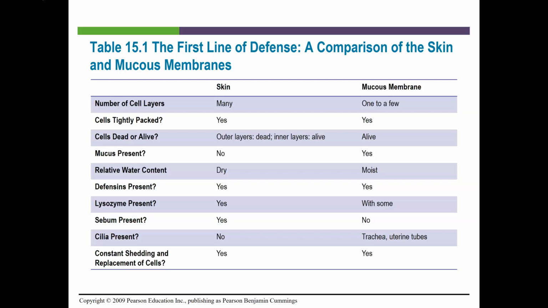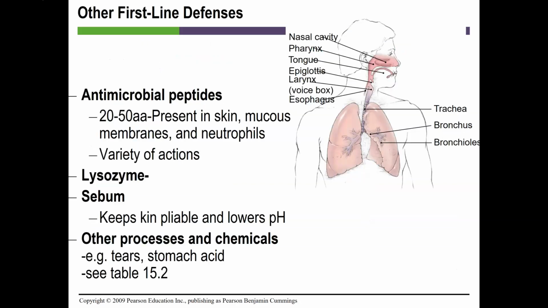Our other first line of defense, besides the skin and mucous membranes, includes production of antimicrobial peptides. These are short strings of amino acids that are secreted by our cells, and you'll find them present on skin and mucous membranes. The neutrophils also possess them and can secrete them. They have a variety of actions, but they all target microbial invaders and try to disrupt things like cell membranes, so they are definitely a defense mechanism.